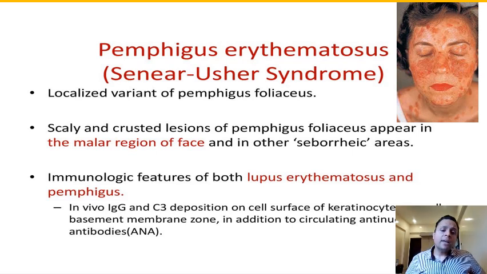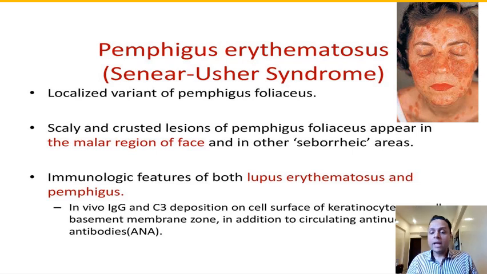It is a localized variety of pemphigus foliaceus with scaly crusted lesions. You will not get intact blisters here. You will never get them. You will only get scales because the blisters are very tiny and very fragile. By the time they come to you clinically, they will have become scale. They rupture very fast. So scaly crusted lesions of pemphigus foliaceus appear in the malar region of the face and other seborrheic areas.